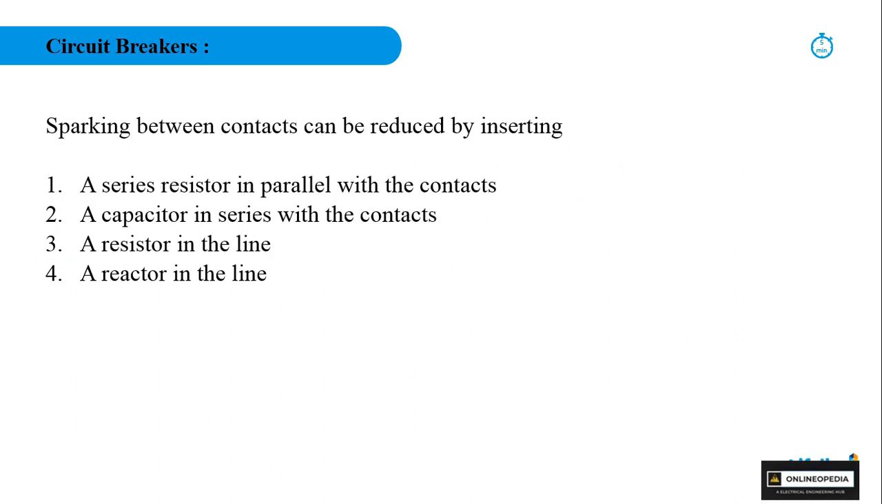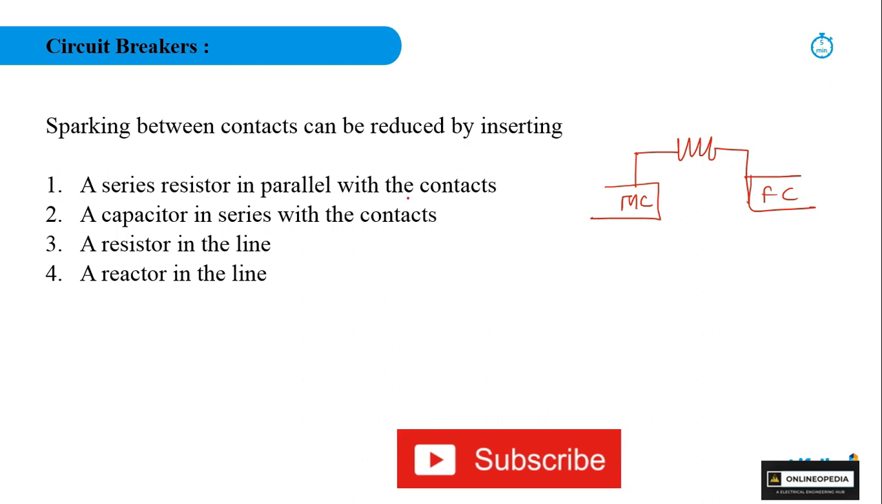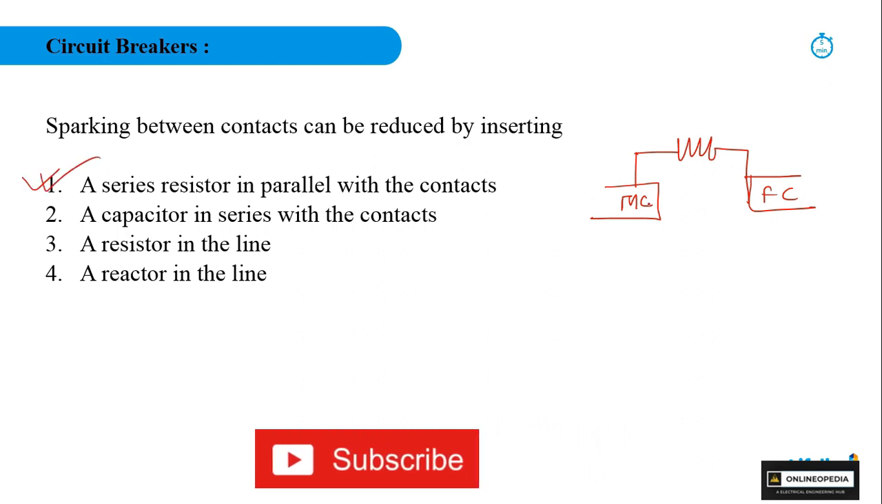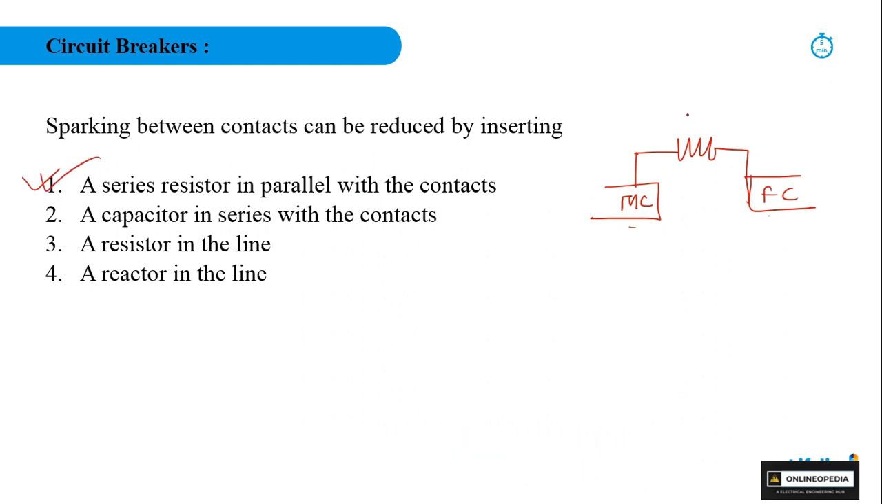Next question: sparking between contacts can be reduced by inserting. The sparking between contacts can be reduced by inserting a resistance in parallel with the contact, that is, the moving contact and the fixed contact. So a resistor in parallel with the contact. These are the contacts and this is your resistor.